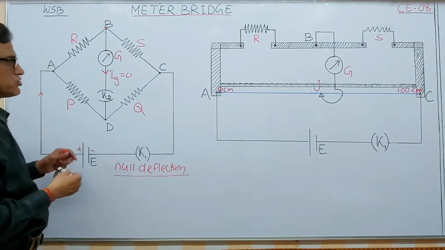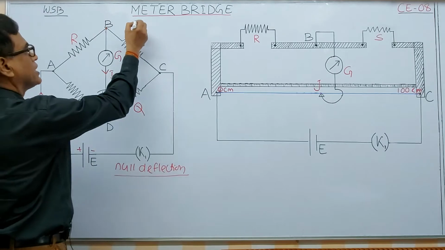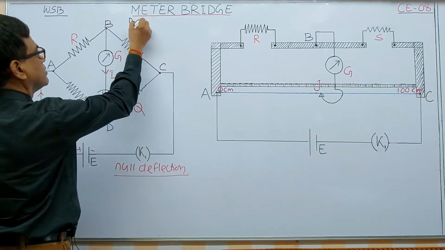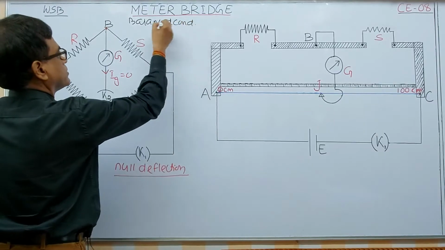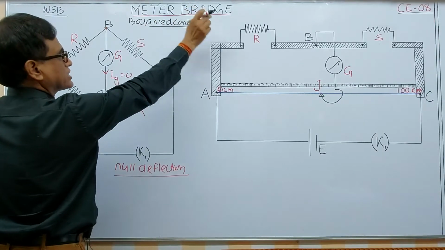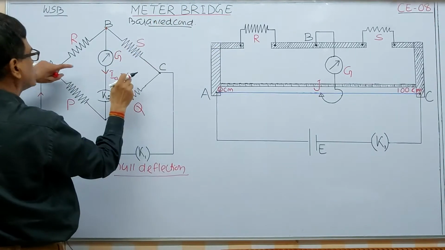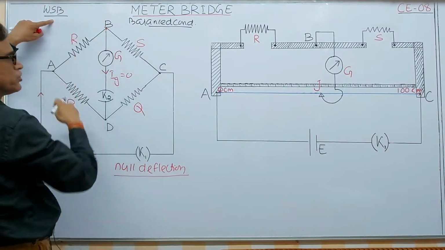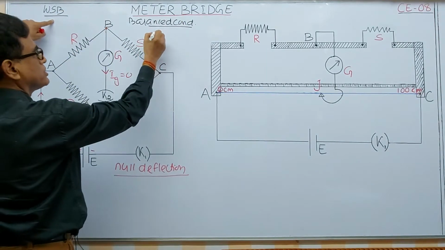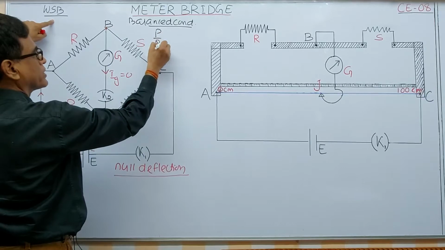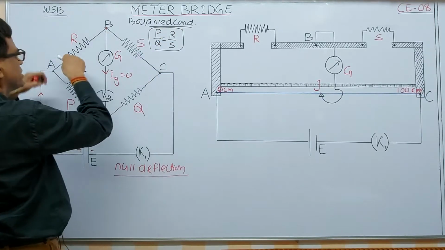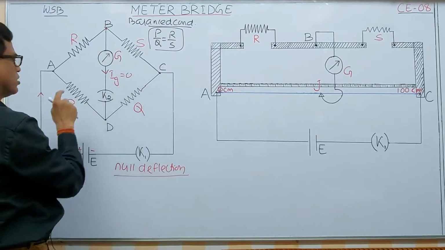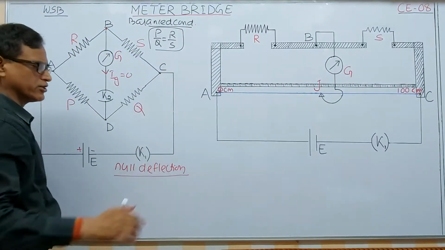And the balance condition of the Wheatstone bridge, meter bridge is an experiment we can say, a Wheatstone bridge is a theoretical bridge. The balance condition is P by Q equals R by S. You can reverse it. This by this is equal to this by this, or this by this is equal to this by this. Anything you can write.